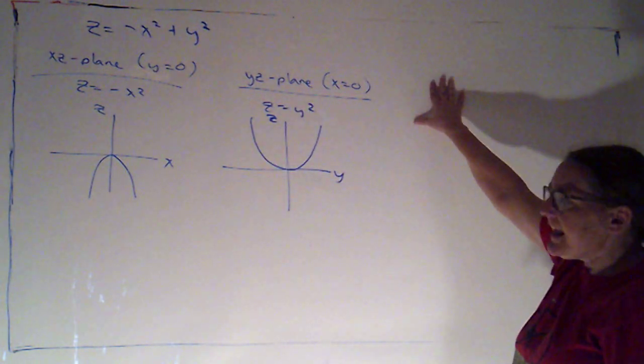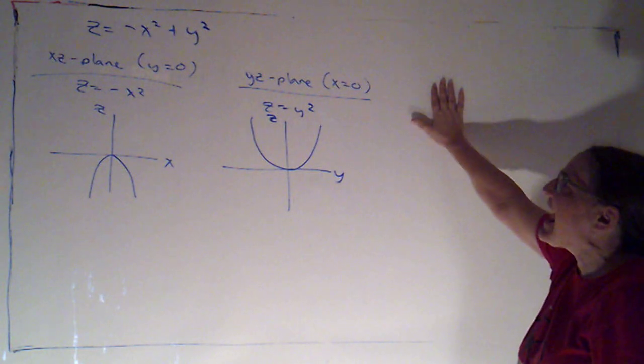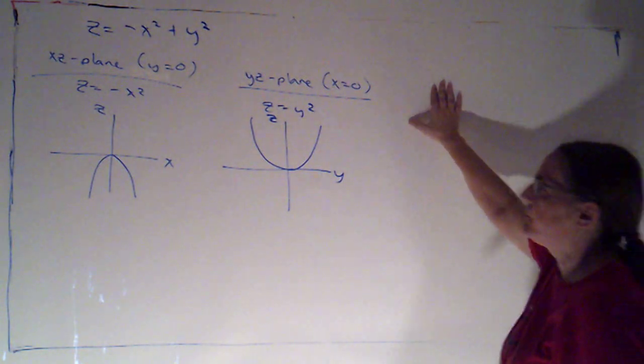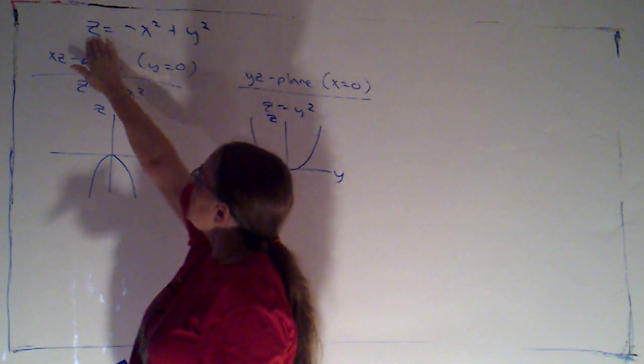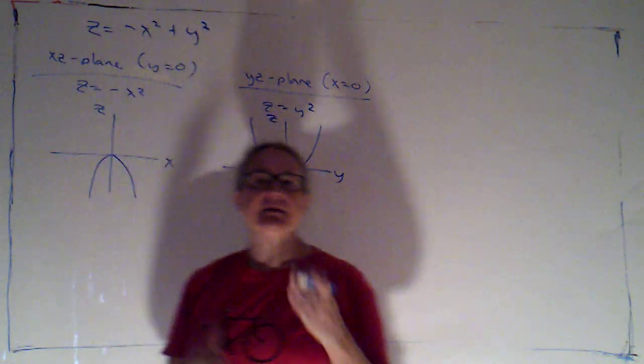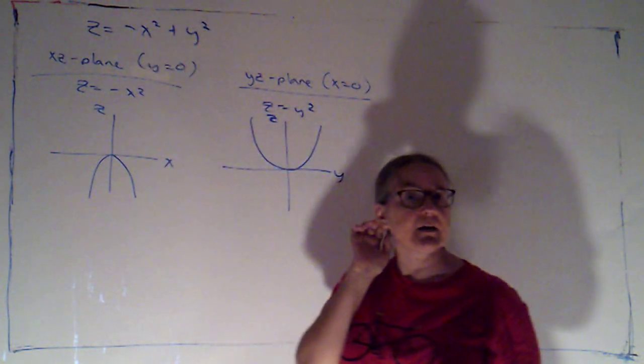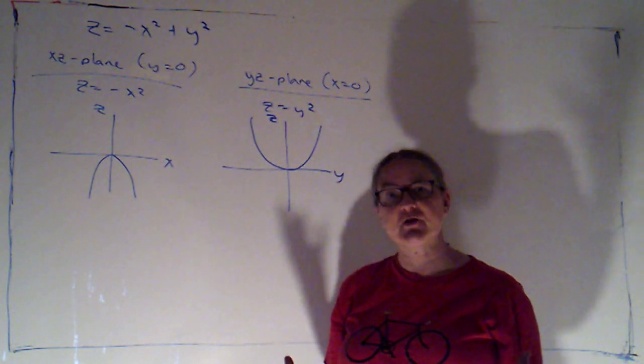If I were to take a look in the xy plane, that would be z equals 0. I can see what I would get is a degenerate hyperbola, because I'd have negative x squared plus y squared equals 0. That's just going to give me intersecting lines.